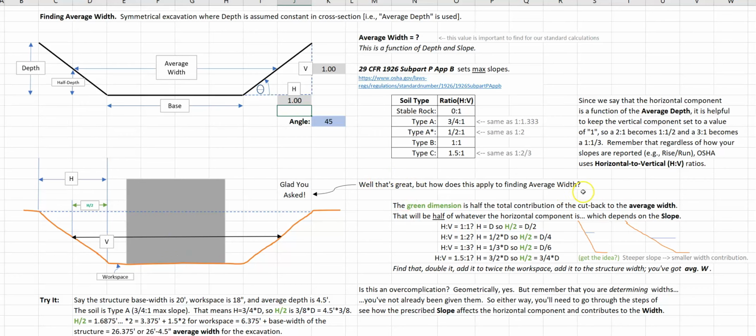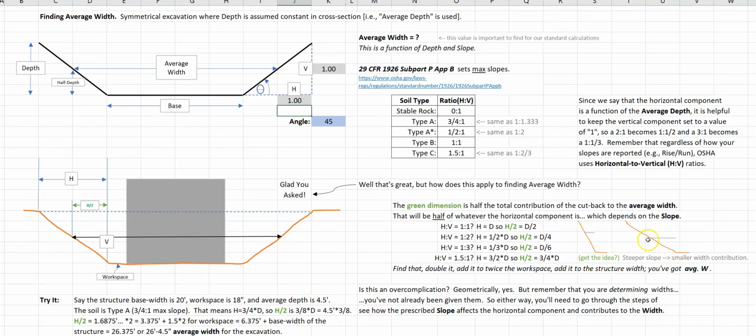But either way, we want to figure out how slope relates to average width. So I'm glad you asked. Basically, we're looking at this average width, and the steeper the slope, the smaller the width contribution for that dimension. Okay, so for the dimension of the height.